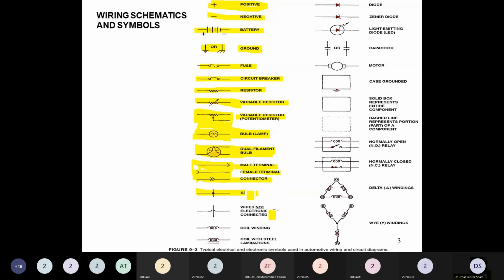Then we have wire not electrically connected. So how to represent a wire which is not electrically connected? We have a straight line followed by a half circle, and through this half circle there is another line. This symbol shows the crossing of two wires such that the two wires are not in electrical contact.